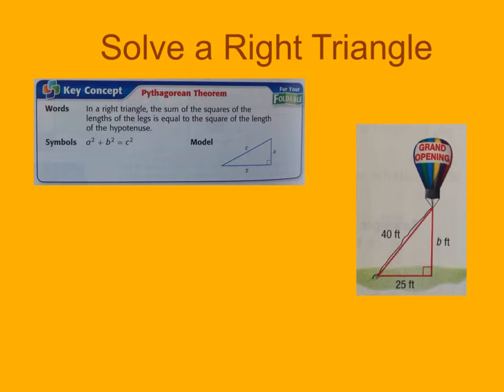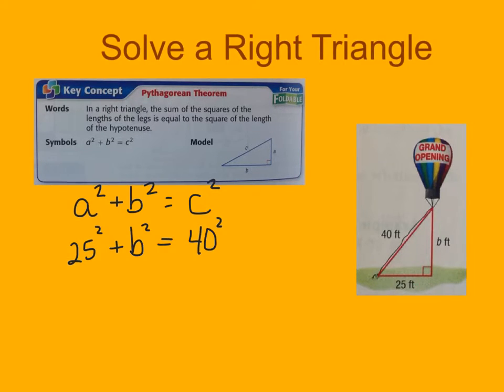Now here's an example where I can use the Pythagorean theorem, but I know the hypotenuse, and I'm going to find one of the legs. So in this case, we've got a balloon tethered to the ground, and it's 40 feet of rope, and I know that it's 25 feet from here to here. I want to find the height. So I'm going to use the Pythagorean theorem, and I'm going to plug in my numbers.